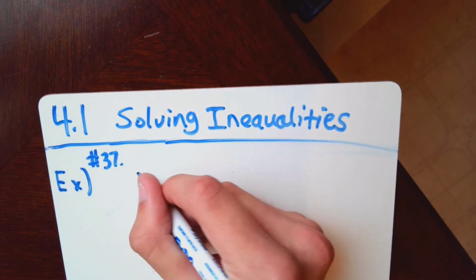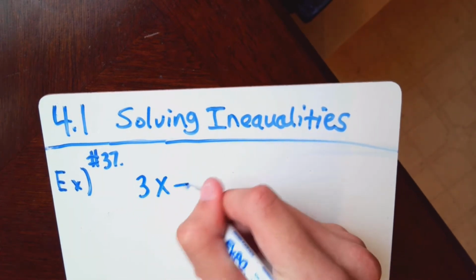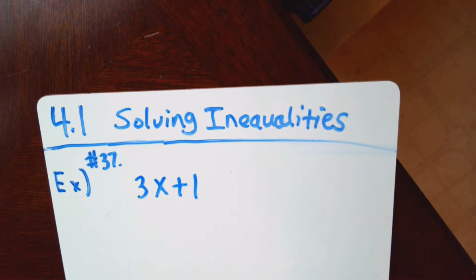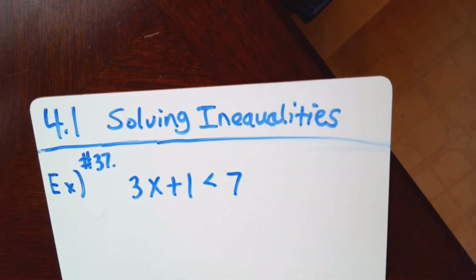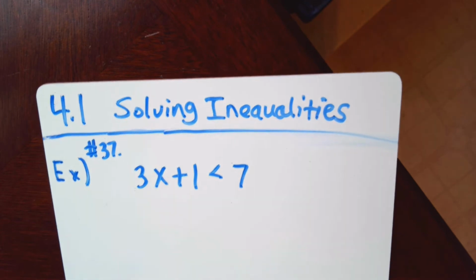And the problem is 3x plus 1 is less than 7. It asks us to solve the inequality, then graph it, and then write the solution using set builder notation and using interval notation. So let's get into it, guys.